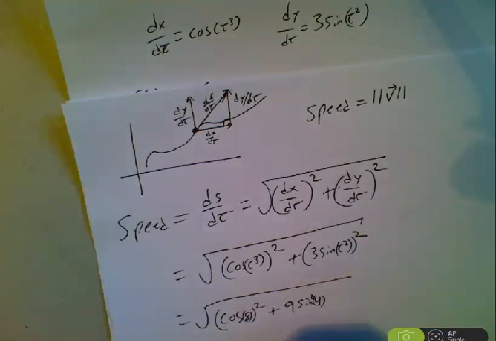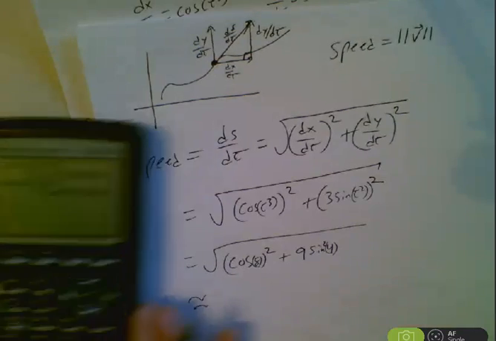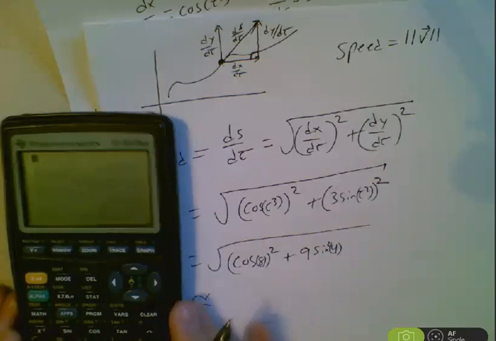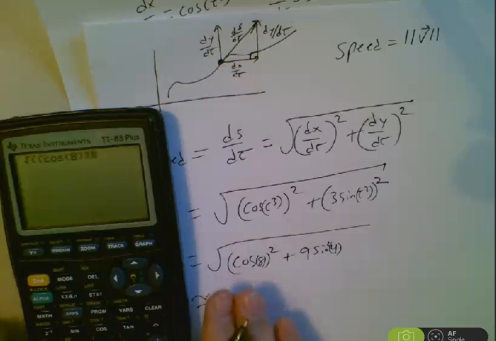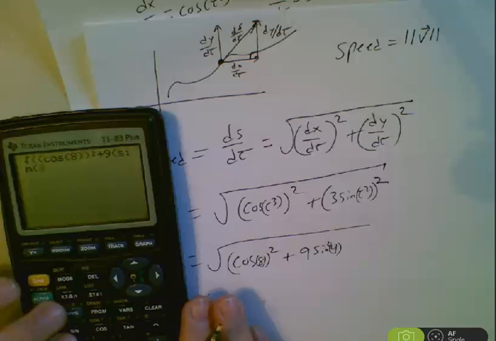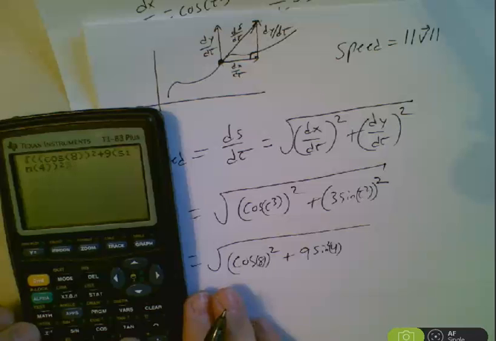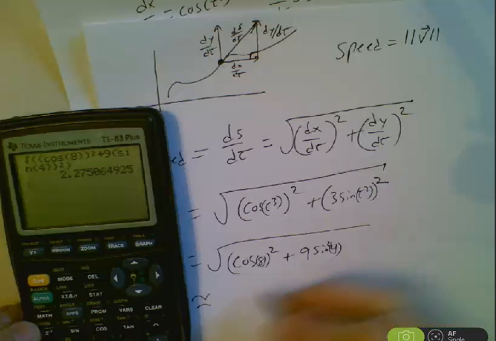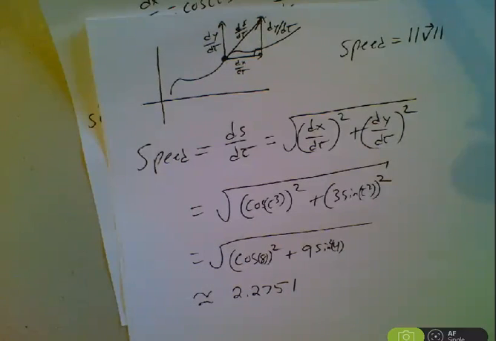So let's get the calculator and check that out. We've got the square root of cosine 8 squared plus 9 sine 4 squared, which is about 2.2751, I guess. And there's your speed.